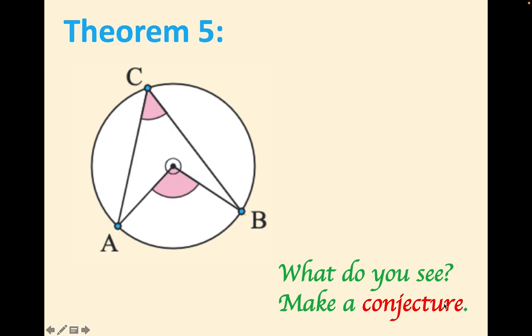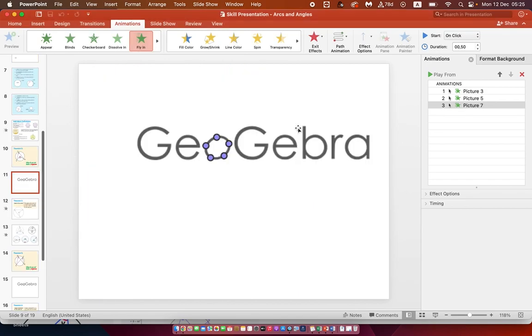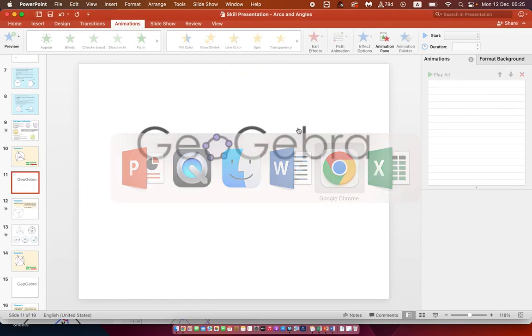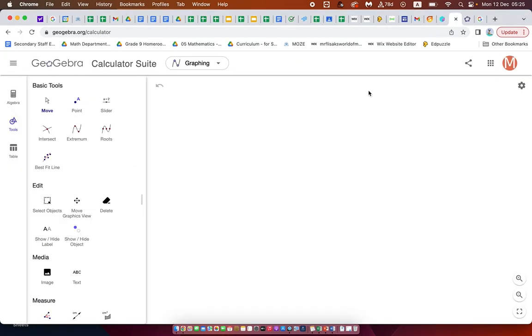Okay, theorem 5. So as we've been doing, first you're going to hypothesize, make a conjecture. That means looking at this diagram, can you note some kind of relationship that might exist between the two angles that are marked in red here? Okay, let's investigate that in GeoGebra. And here I am in GeoGebra.